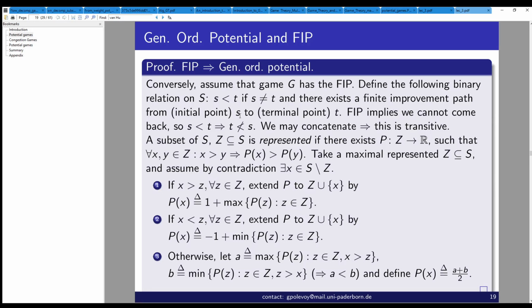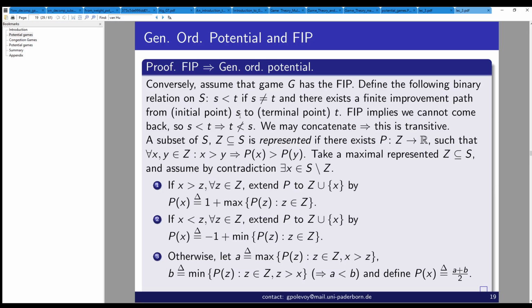Now, since we cannot have a finite improvement path from t to s2, because then we would have a circle, which means that the finite improvement property would be contradicted, and since we assume it holds, it means we cannot have a circle. Therefore, it cannot be that we have s smaller than t and t smaller than f. That's what it means. So that's what we have from this finite improvement property.